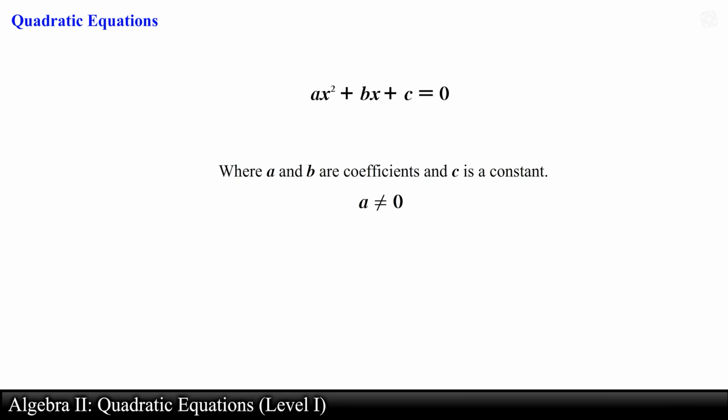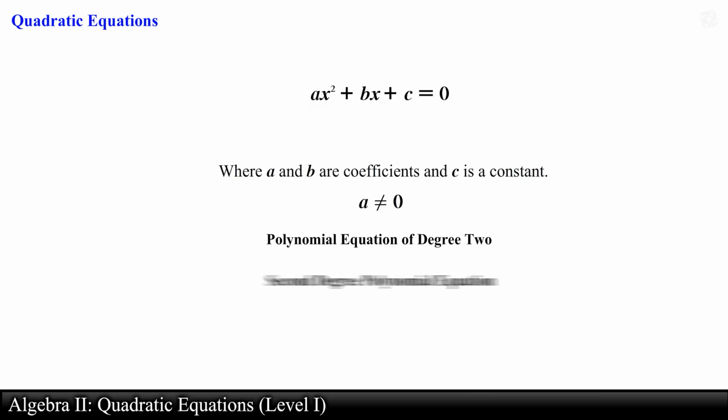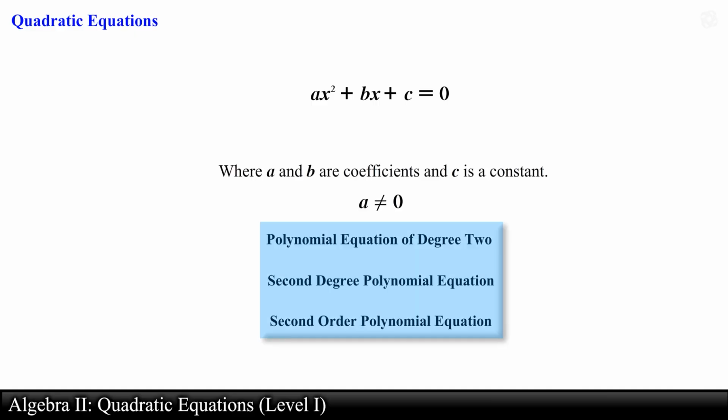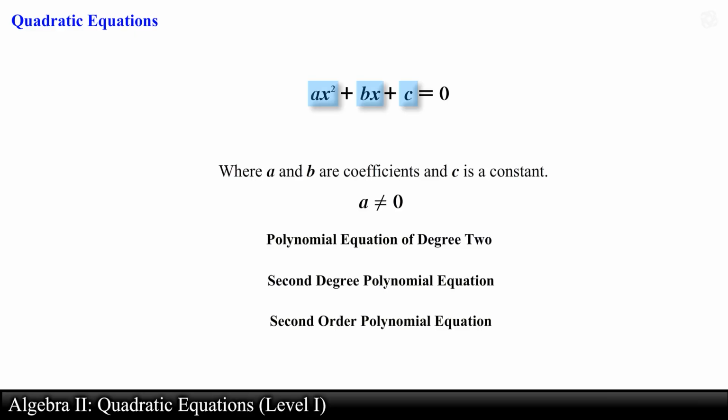A quadratic equation is a specific type of polynomial. It is also known as a polynomial equation of degree 2, or a second-degree polynomial equation. Lastly, it is also known as a second-order polynomial equation. All of these names describe the same type of polynomial. Notice that a quadratic equation tends to have three terms.